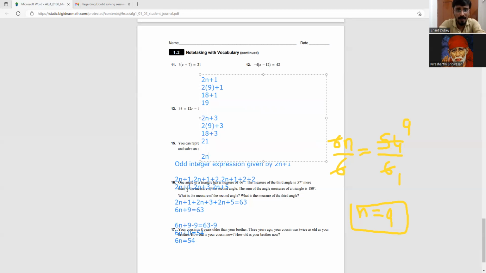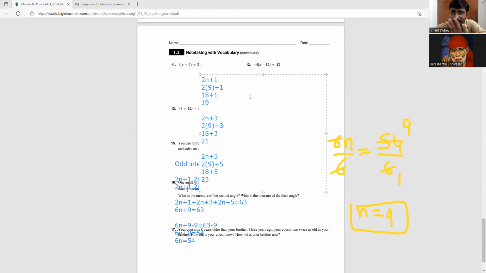Last one is 2n plus 5. So how much will you get? 2 times 9 plus 5. 2 times 9 is 18, plus 5, that is 23. So what are the 3 consecutive odd integers as per our question? 19, then 21, then 23. You can see the pattern here. I said you have to add 2, right? First one is 19, so 19 plus 2 is 21, and then 23.